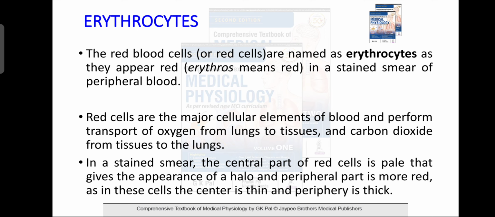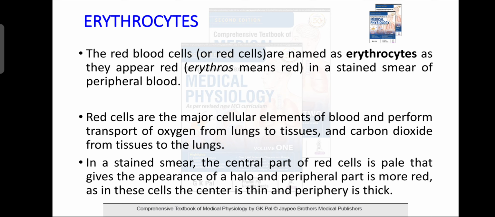Red blood cell or RBC is known as erythrocyte, because they appear red in stain smear of peripheral blood. The word erythro means red. RBC are the major cellular elements of the blood and perform the main function of transport of oxygen from the lungs to the tissue and carbon dioxide from the tissue to the lungs.